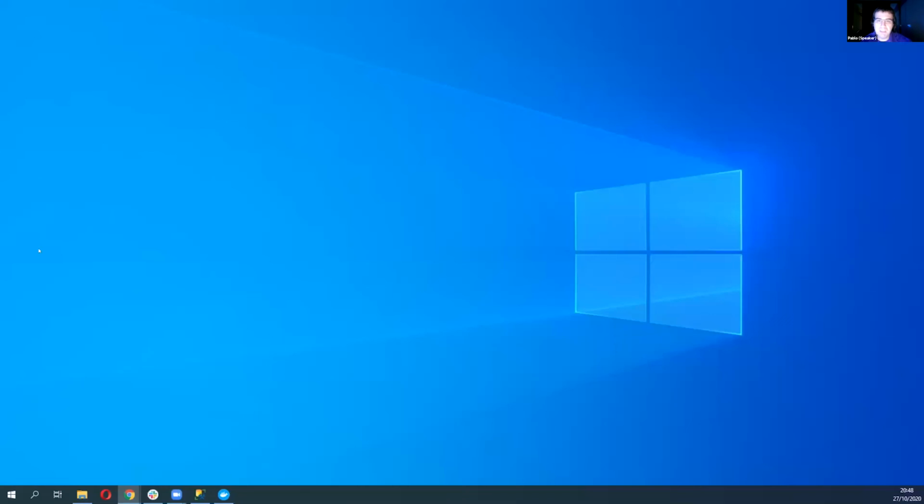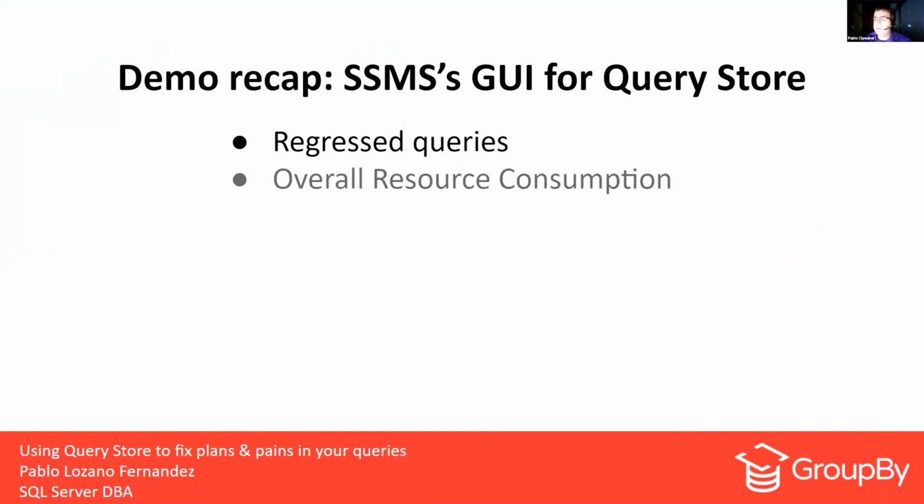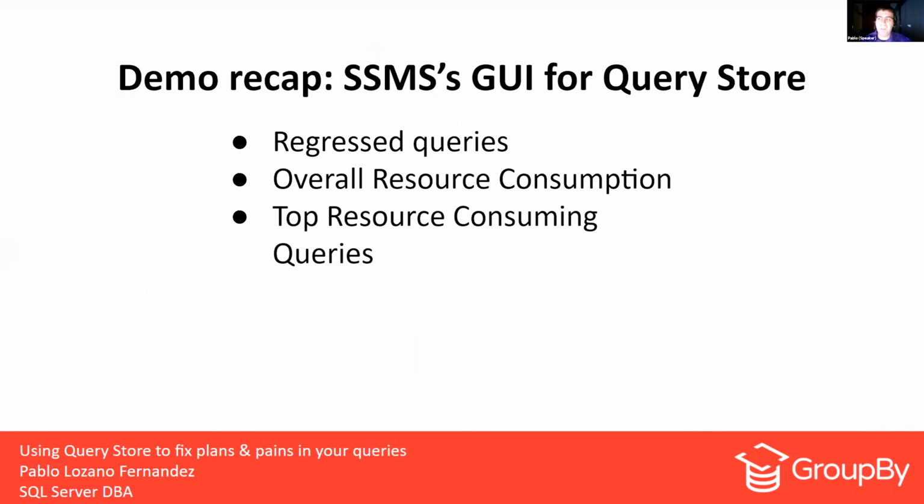So back to the slides. You have the request queries. You have the overall resource consumption. You have the top resource consuming queries, which can be useful if you want to get rid of the top ones and then go lowering each of them.